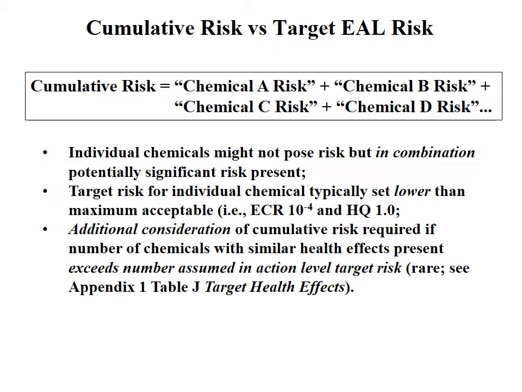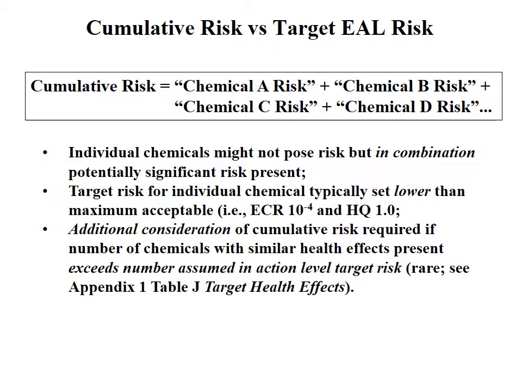So in terms of contaminant risk, cumulative risk equals the risk posed by chemical A plus the risk posed by chemical B plus the risk posed by chemical C, and so on. So you add all these together, and that's our cumulative risk. Just like our diet, individual chemicals might not pose a risk, but in combination, the risk could add up. In combination, it could pose potentially significant risk. So the target risk for individual chemicals that you see listed in our action levels, and even in the US EPA Region 9 regional screening levels.